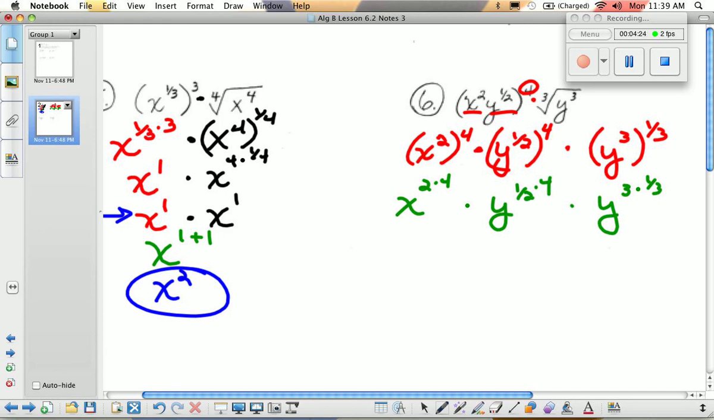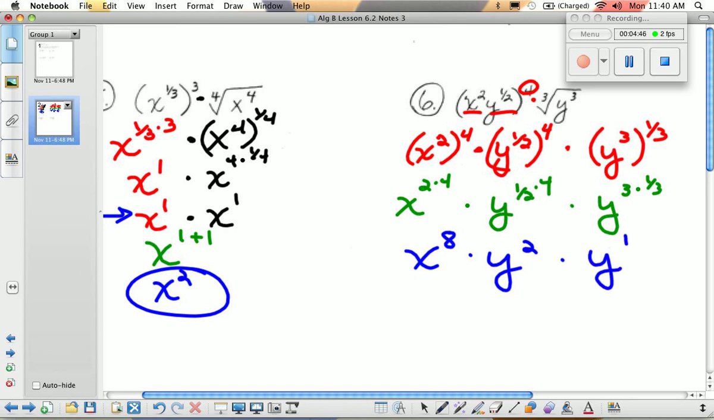Power to a power, multiply their exponents. 2 times 4 is? 8. X to the 8th. Half of 4 is? 2. 1/3 of 3 is? 1.